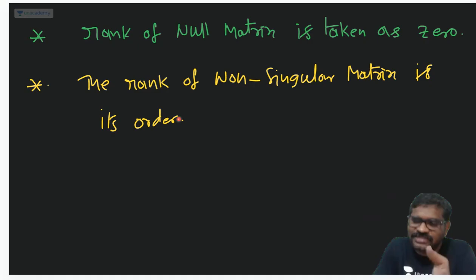It is a non-singular matrix now. The definition of non-singular is determinant non-zero. That's why the highest possible minor is non-zero. If the highest possible minor is non-zero, rank is its order.